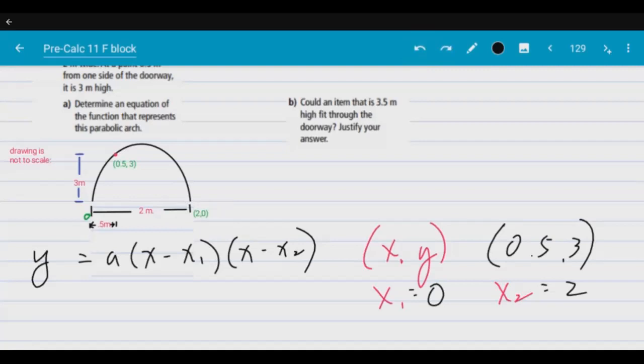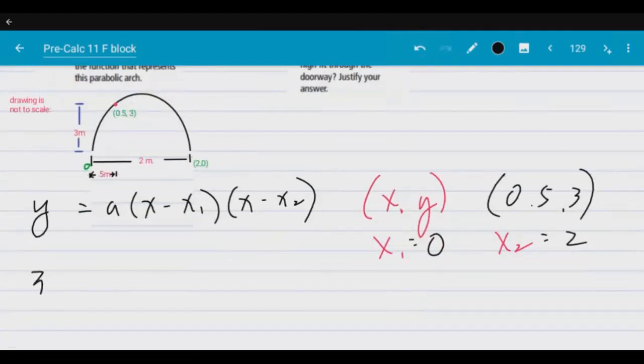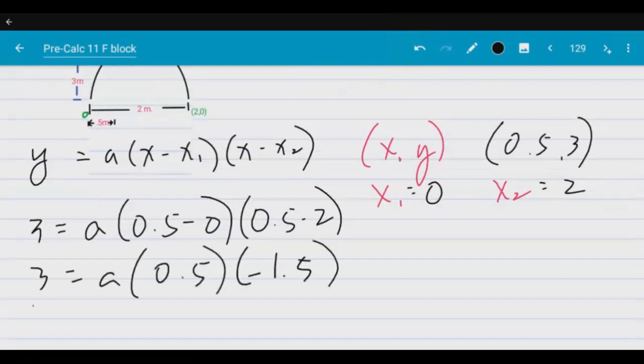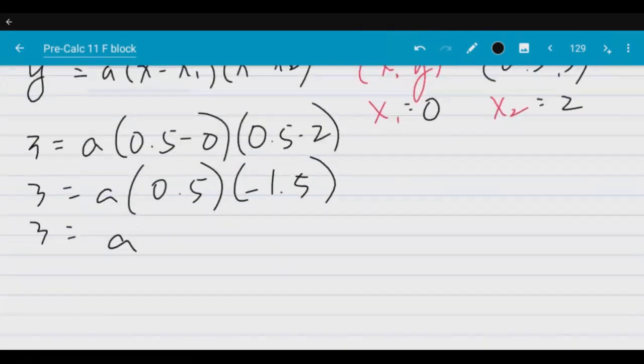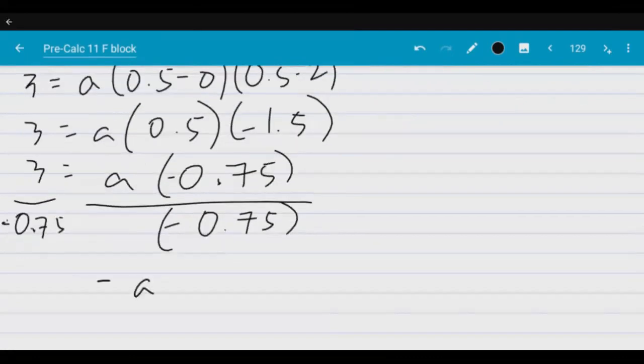We plug in these three values into here. All right, let's take a look. y, which is 3, is equal to a times 0.5 minus 0 times 0.5 minus 2. 3 equals a times 0.5 times negative 1.5 gives us 3 equals a times negative 0.75, and dividing both sides by negative 0.75 gives us a is equal to negative 4.